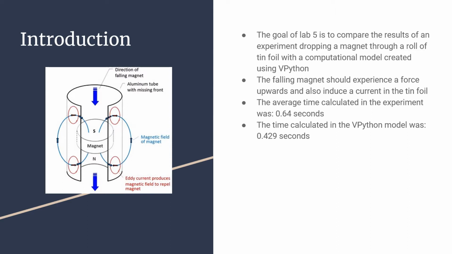In both of these situations, the falling magnet experiences a force upwards and also induces a current in the tinfoil, so that the magnet actually falls a lot slower than it would if it was just dropped in air and not through the tinfoil. The average time calculated for the magnet to fall all the way through the tinfoil in the physical experiment was 0.64 seconds, while the time calculated using the VPython model was only 0.429 seconds.